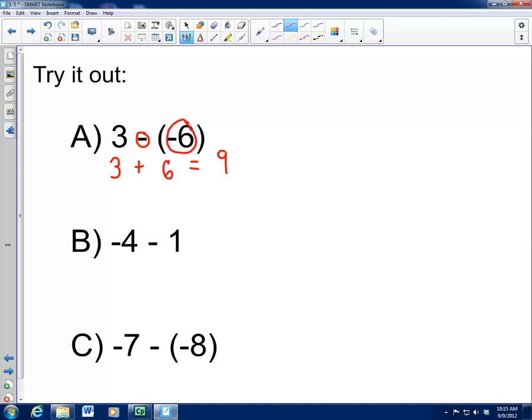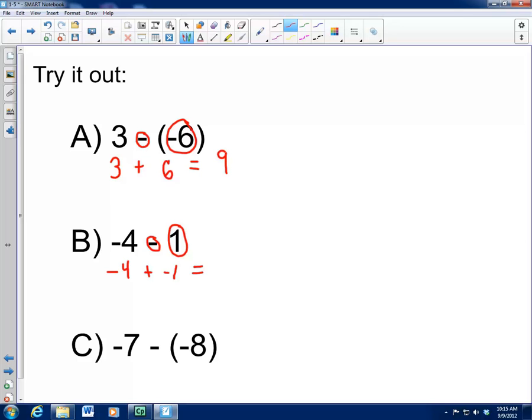Okay, let's take a look at our next one. Again, we're going to do keep, switch, switch. So we're going to keep -4. We're going to switch that minus sign to a plus sign. We're going to make all these plus. Ladies and gentlemen, we're going to take all these to addition problems. Then we have to switch that 1 to its opposite. So that will be -1.